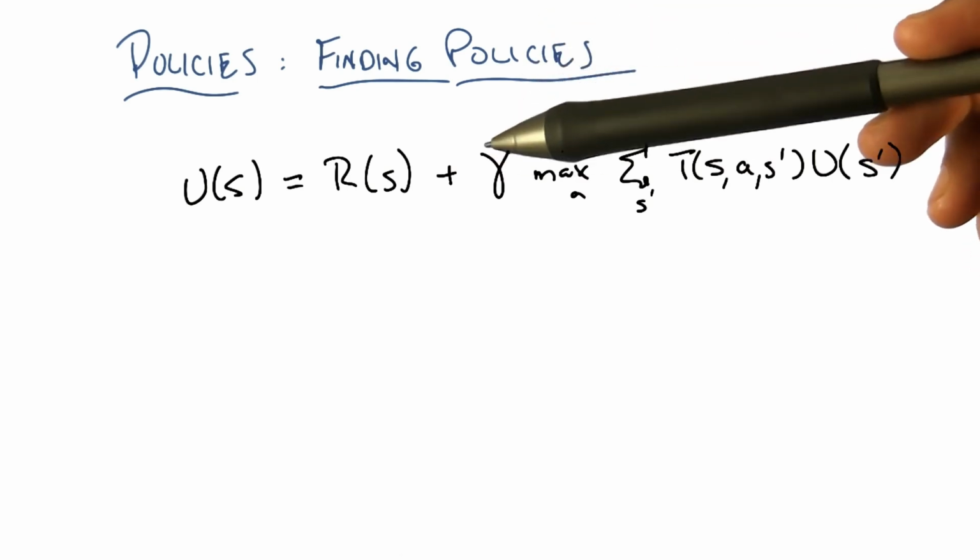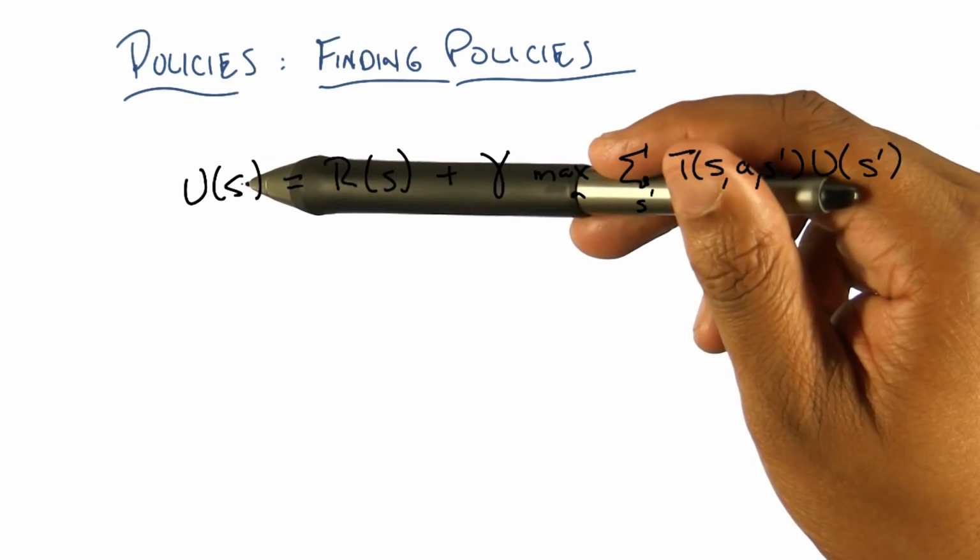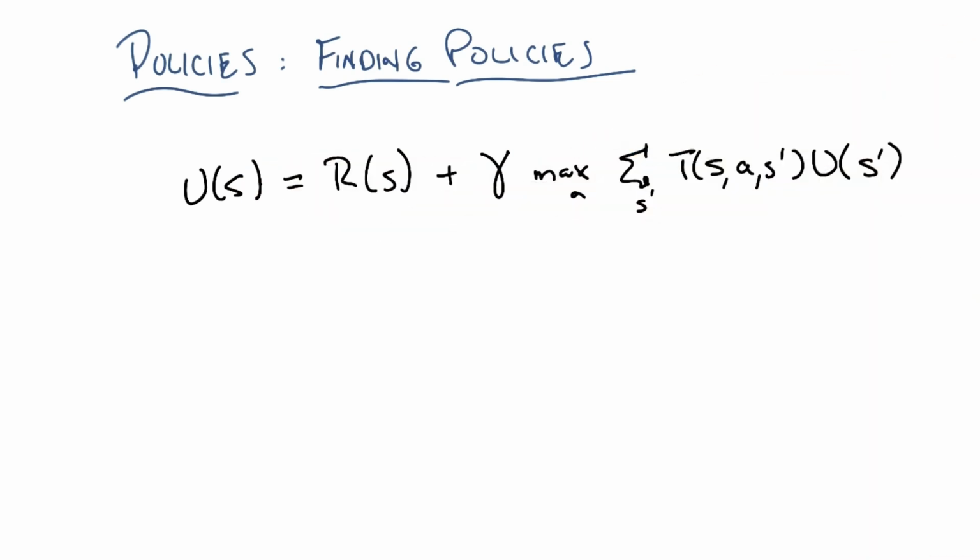So we wrote this down as a utility of S. How many S's are there? N. So we have N states, which means this isn't really one equation. This is how many equations? N. Yes, it's N equations.